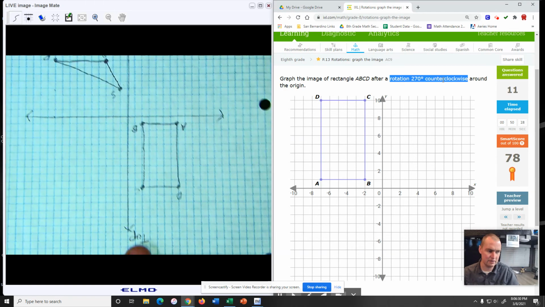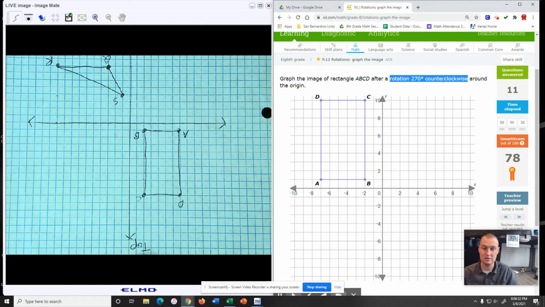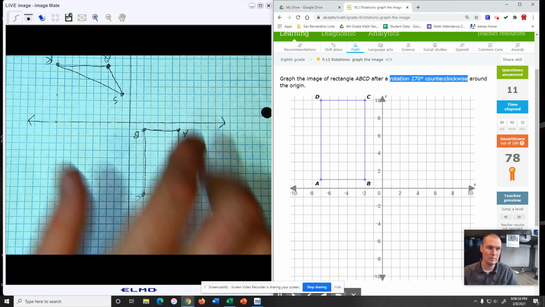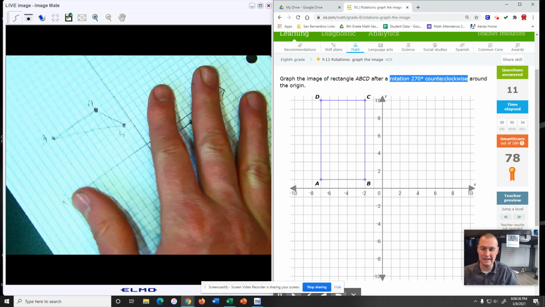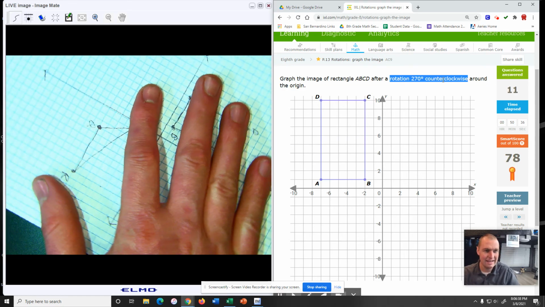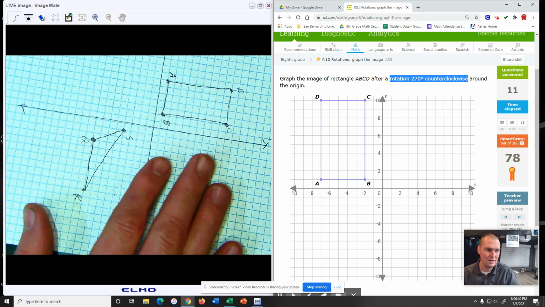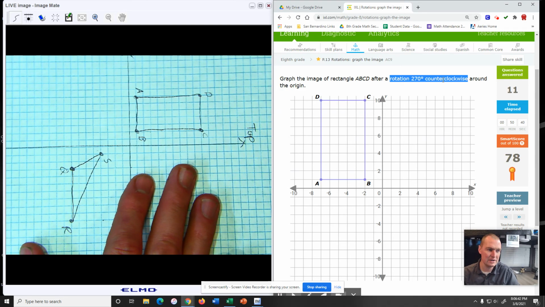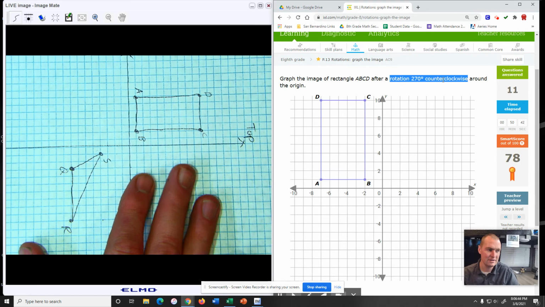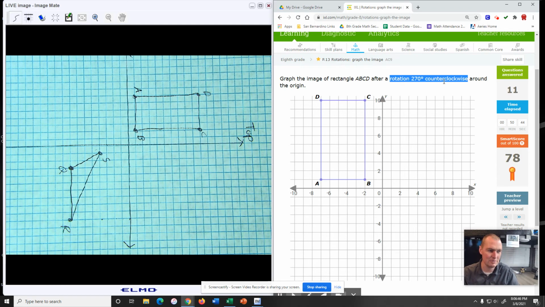Because we are now upside down. When the top is upside down, that's 180. And one more turn counterclockwise. 180 plus 90 is 270 degrees. And there we go. Match it up. So here we go.